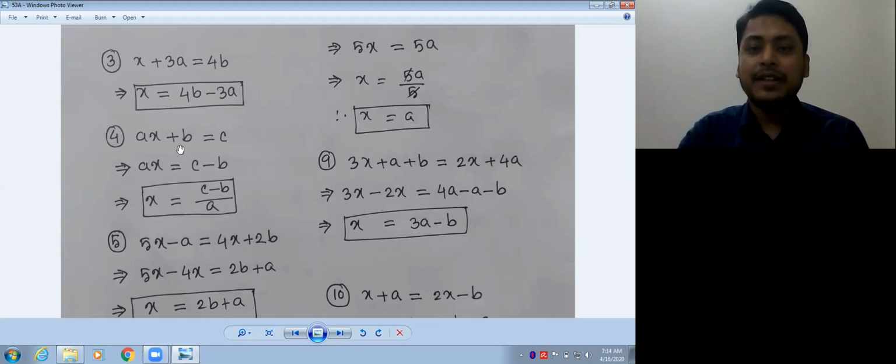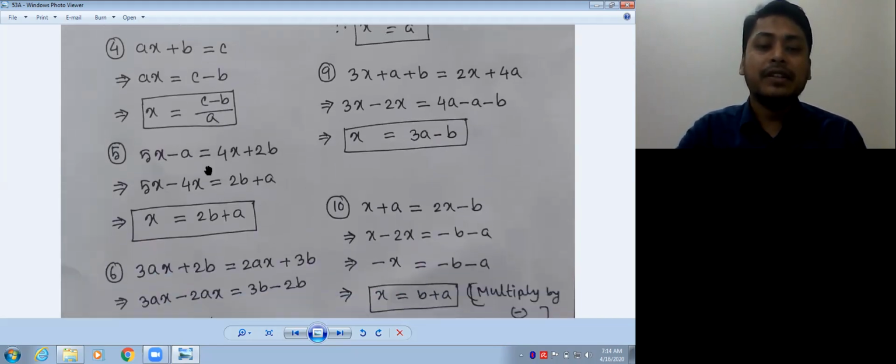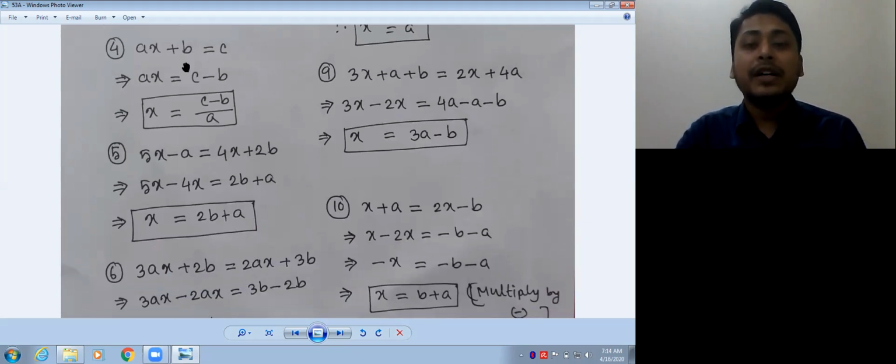Okay. Now we're going to the next maths, number 4. Here it's a little bit advanced. Ax plus b equals c. So here no x term in the right hand side, so no problem. Just b will have to be written in the right hand side. So it was plus b, it will be minus b. That's why the next line can be written as ax equals c minus b.